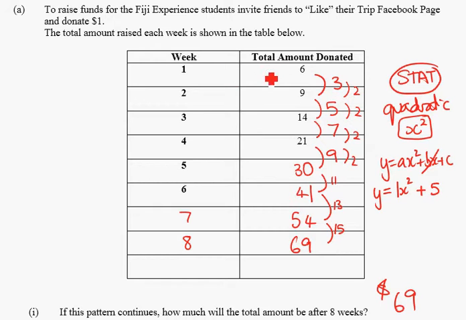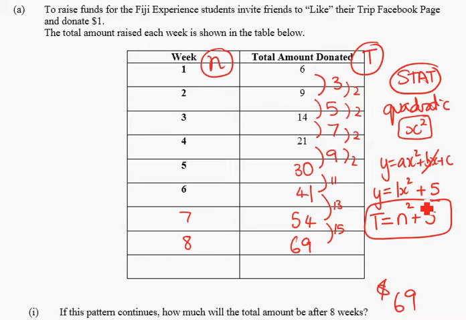Now it doesn't have any variables here. If you read part 2, it says write an equation to model this pattern for n weeks. So they clearly want us to use n for weeks. It's up to you. Oh, and then they have a t for the total. T equals. So it would be t equals 1n squared plus 5. So there's your answer to the rule.